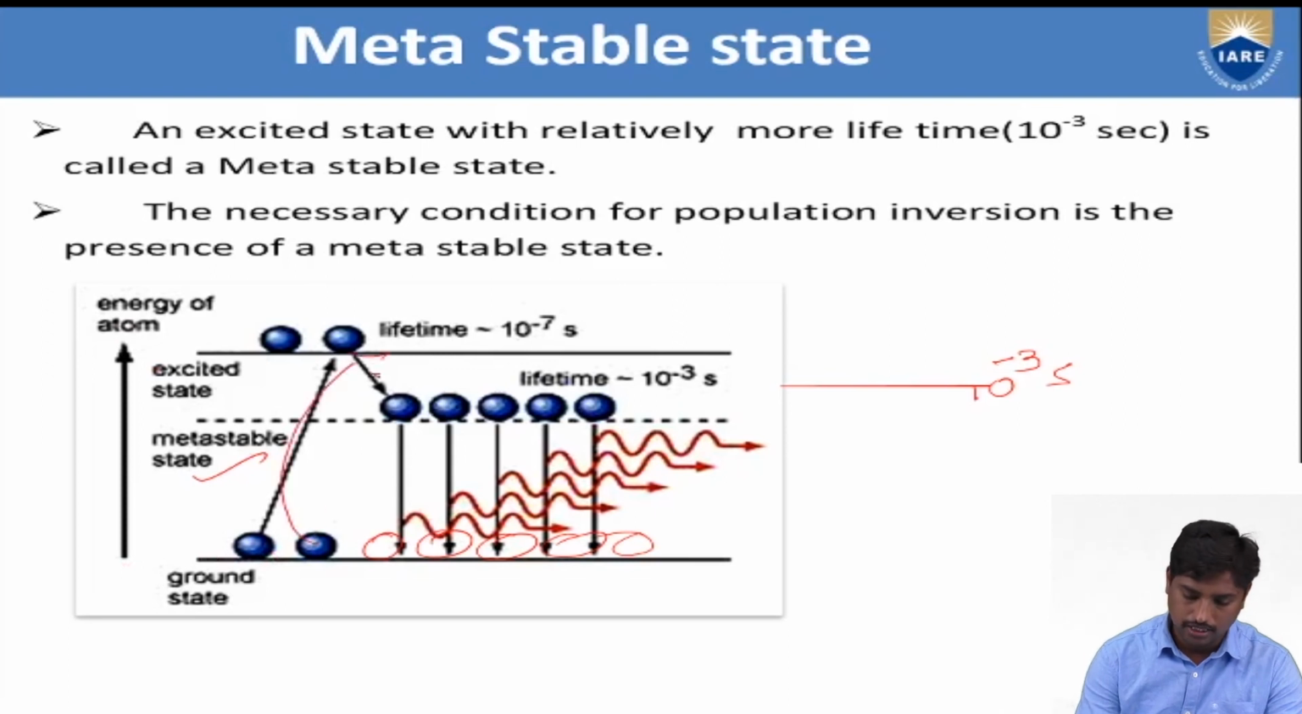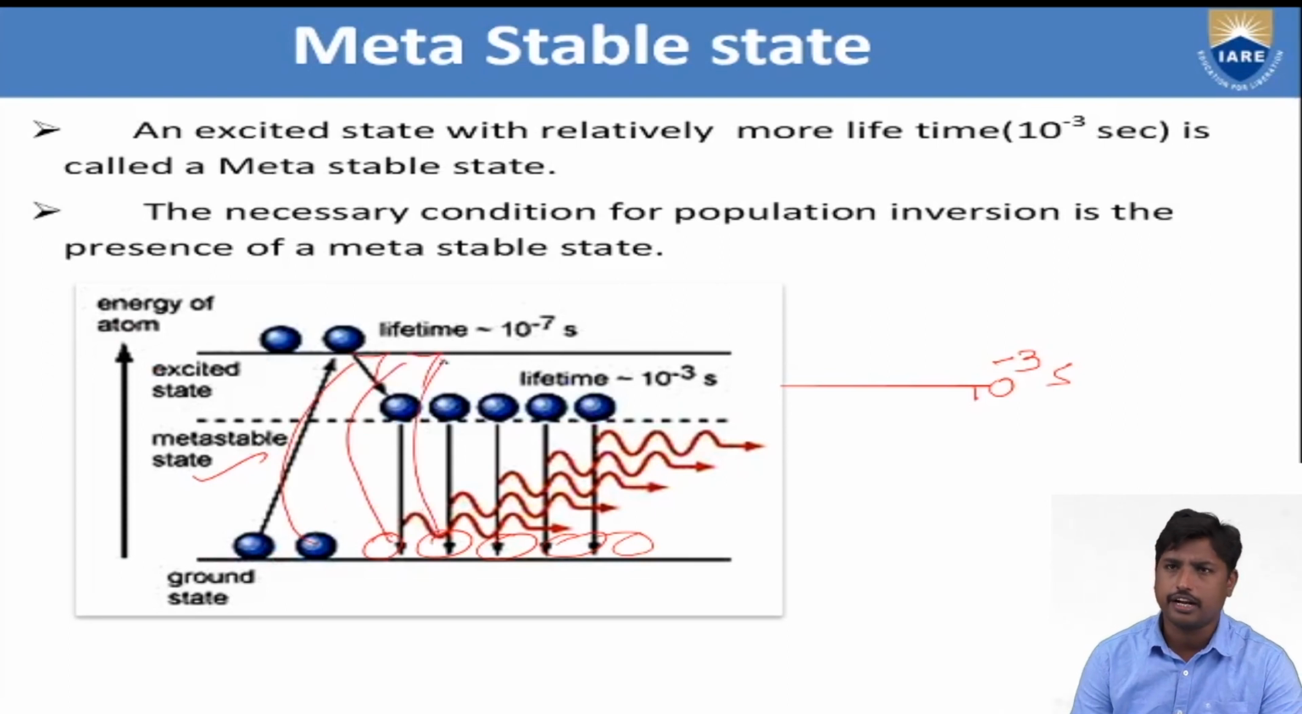After that, by non-radiative transition or by collision with other particles, they are de-excited to the ground metastable state. What is the nature of the metastable state? In the metastable state, particles or atoms spend maximum time. Due to spending maximum time in the metastable state, the atoms there continuously go on increasing.